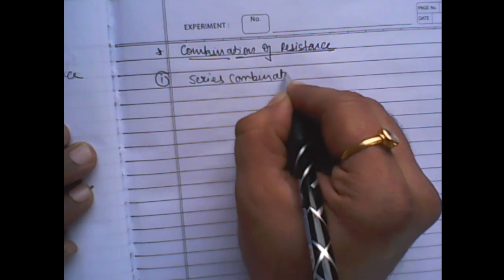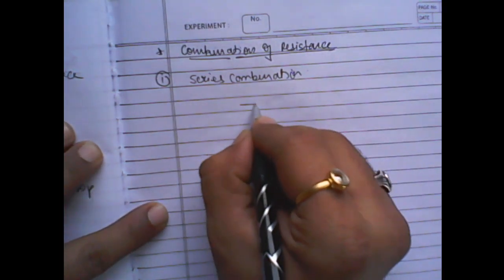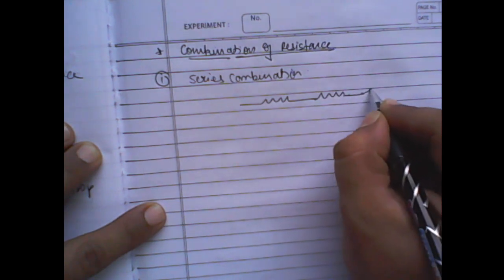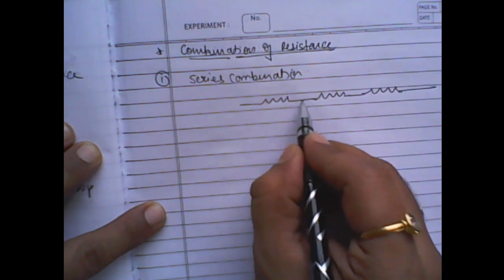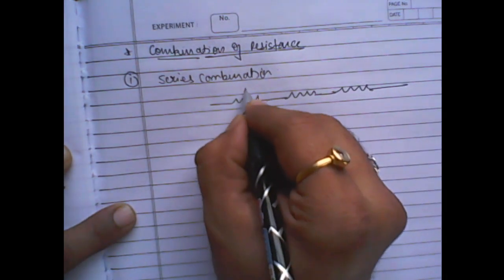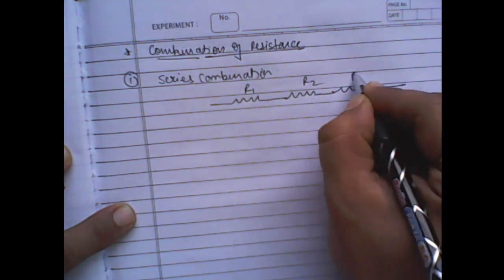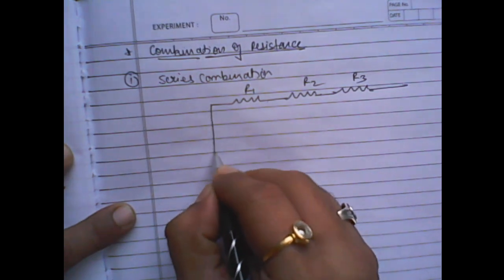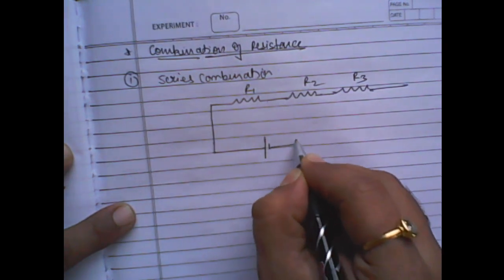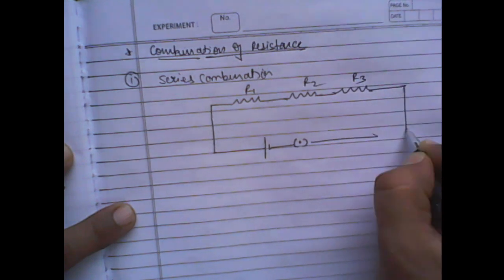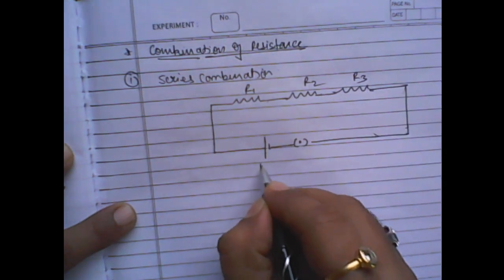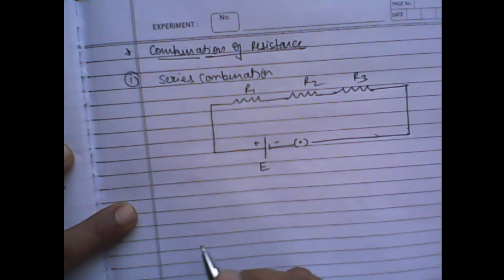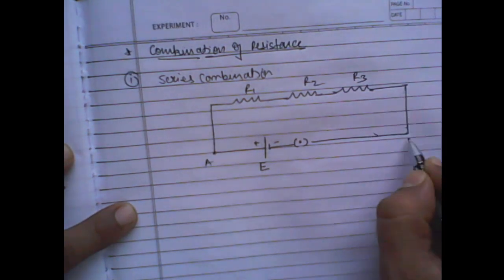Series combination. When the resistors are connected end to end, as shown in the figure, this is say R1, this is R2 and R3. When they are connected one after other, they are said to be in series. A battery is connected, a key, and the circuit is complete. This is the EMF of the cell E, this is plus minus. This is point A and point B.